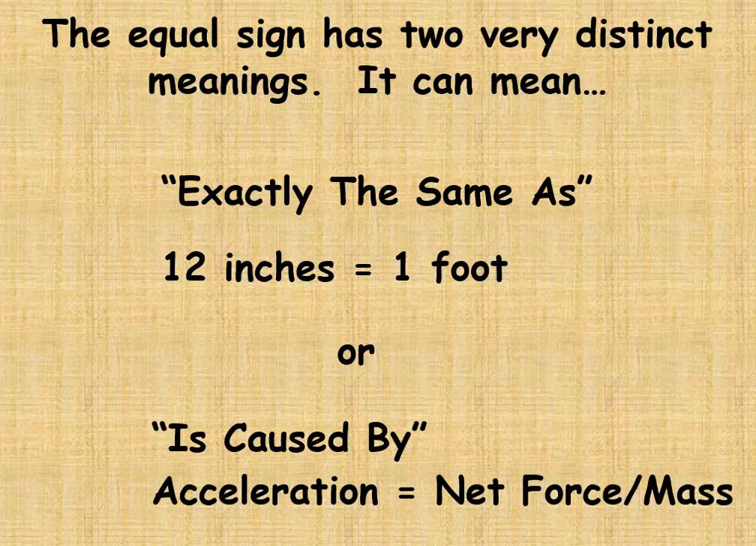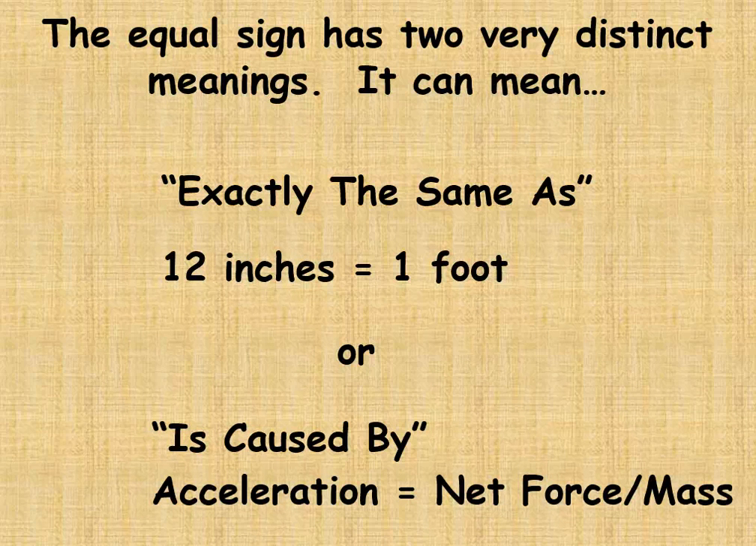Now, before we go any further, let's say a couple things about equations, because what you learn about in math class is slightly different than what we're going to learn about in physics. The equal sign has two very distinct meanings. It can mean exactly the same as. So for example, we can say that 12 inches equals 1 foot. And that means that there are exactly 12 inches in 1 foot. This is the way that your math teachers usually use the equal sign, is to say that the left side of the equation is exactly equal to, or the same as, the right side.